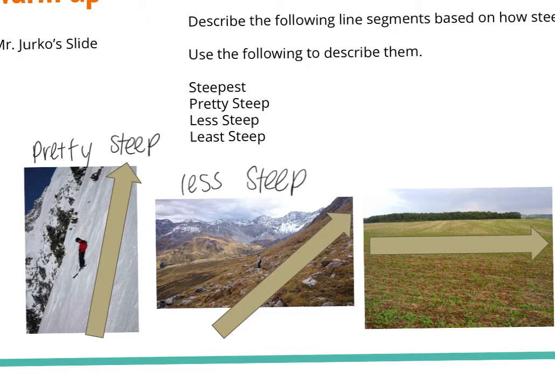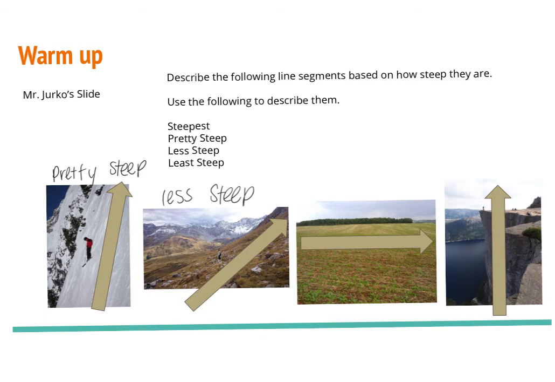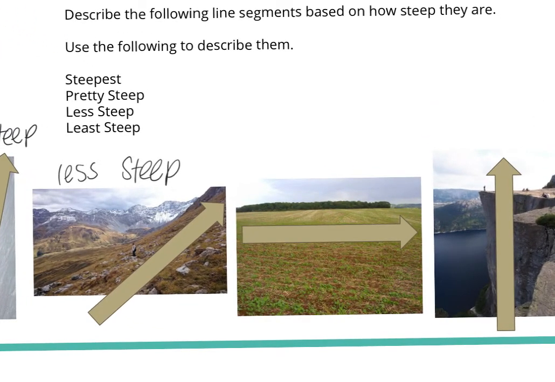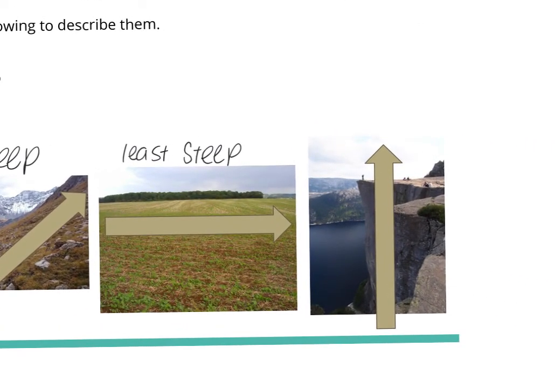Okay, and then the third one. Is that one steep at all? So what do we label that one? Least steep. Very good. This third one is the least steep. And the last one? The steepest. That's the steepest. That's like a free fall if you jump off. That's a cliff, okay? This is the steepest.